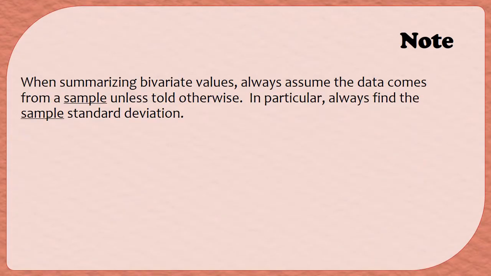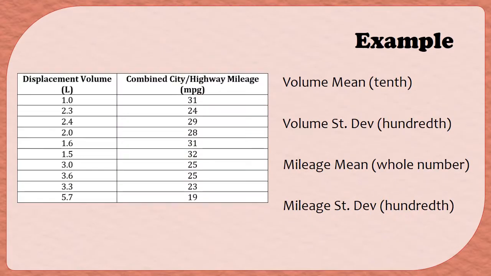Before we begin to summarize the bivariate data, just a note that you should always assume the data comes from a sample unless you are specifically told that it comes from a population. That will never happen, really. So this is mostly going to impact the standard deviation because we have different formulas for a population standard deviation or a sample standard deviation. So we're going to need to use the formulas or the technological tools to find a sample standard deviation.